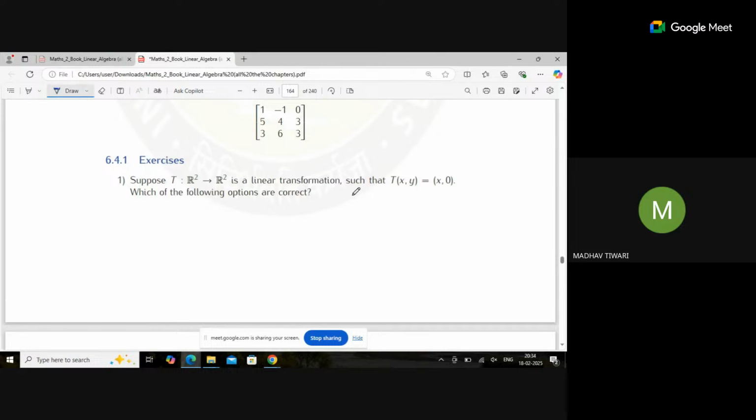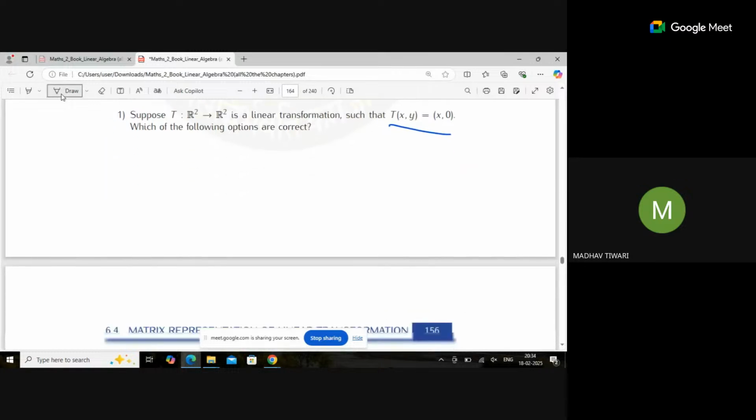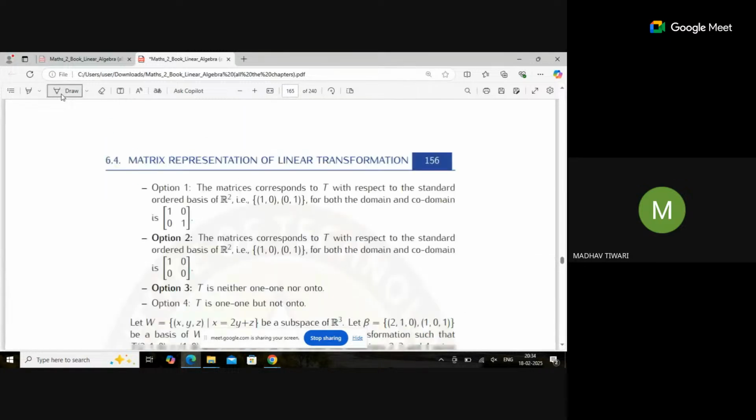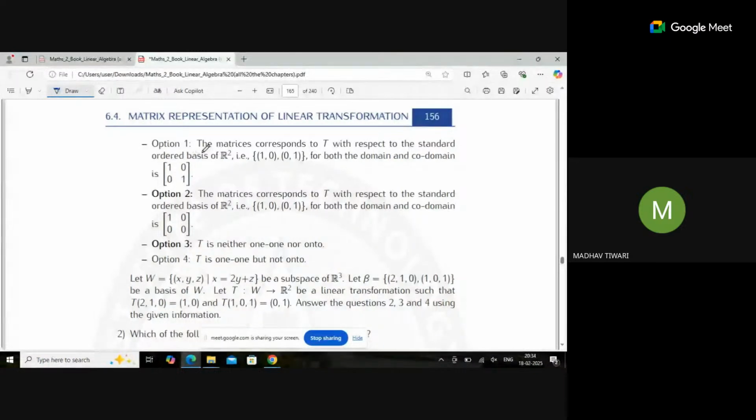The transformation of (x, y) to (x, 0). Here you can see it is saying that the matrix corresponding to T with respect to the standard ordered basis is [1 0; 0 0]. We are considering this for both codomain and domain. My transformation was (x, y) goes to (x, 0). If I take (1, 0) and transform it, it will be transformed to (1, 0).